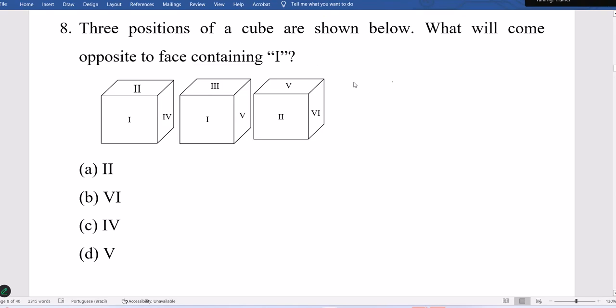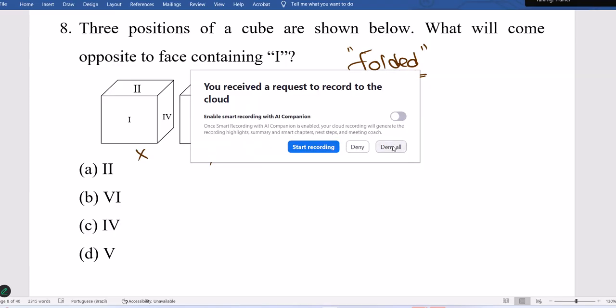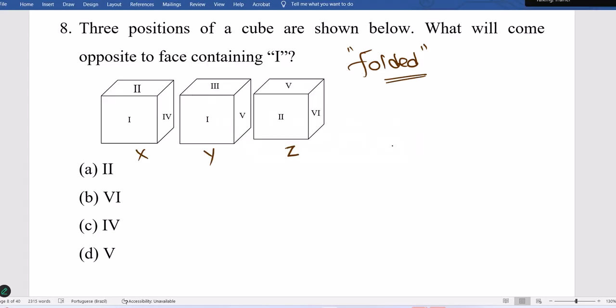See this question. This is related to cubes and dice. Here we need to check the opposite for I. This is a folded dice concept. If you want to find the opposite, there are different methods. One easy method is in two views. This is X, Y, Z. First you take a dice thrown the first time. These are the numbers visible.